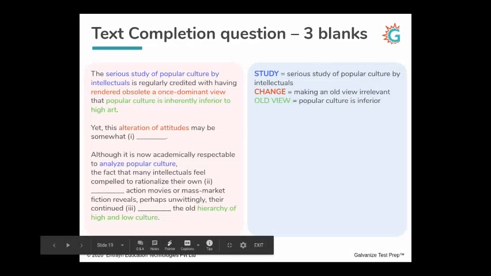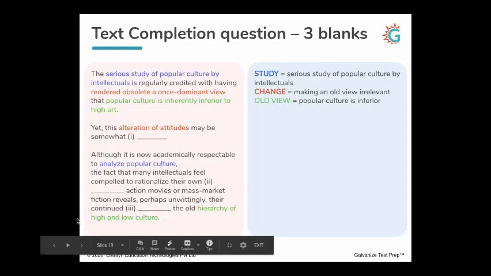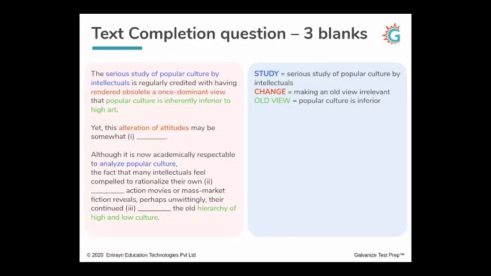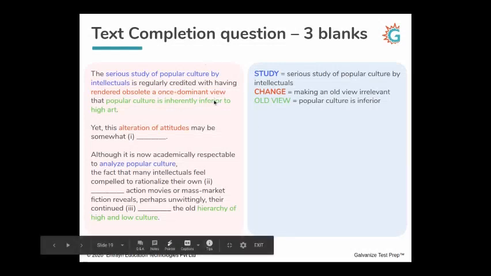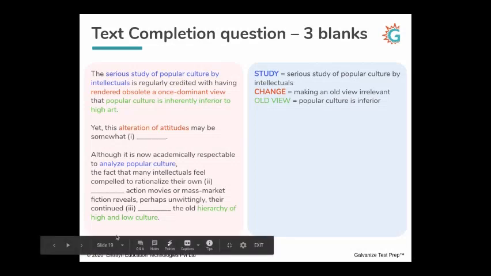So, what is a hierarchy? Hierarchy is any system where someone is on the top and someone is on the bottom. There will be someone under the top management, and then there will be someone under those again. So it will be like a tree. There will be one on the top and there will be people under them. So hierarchy of high and low culture means there will be some kind of branching. One will be on the top and other will be on the bottom, which is the same as inferior and superior. So high art is superior and popular culture is inferior. That was the old view. So old hierarchy of high and low culture is the same as the old view.